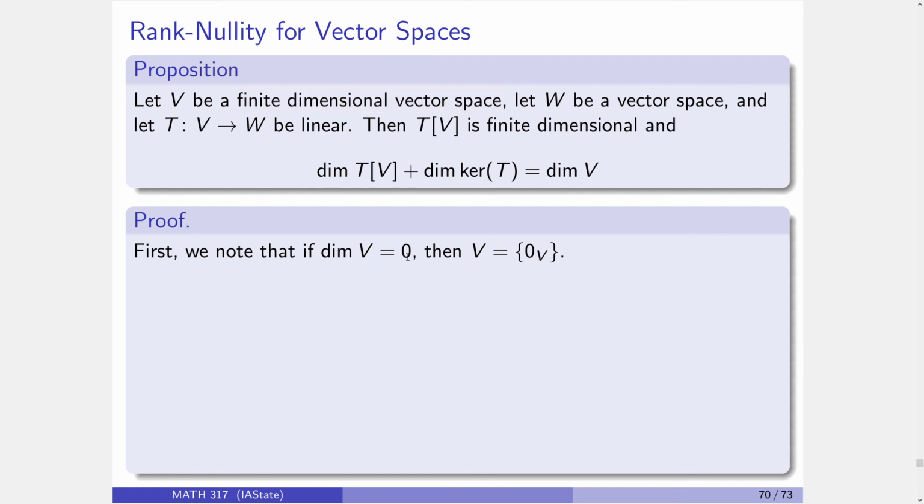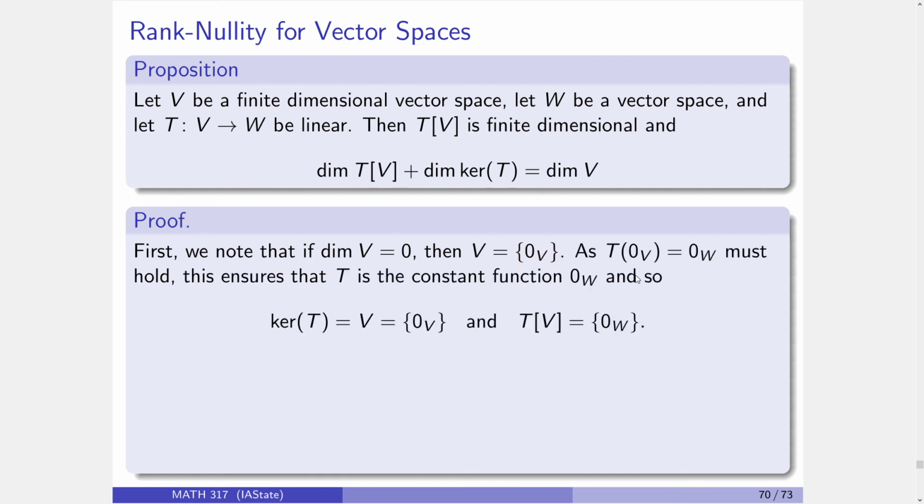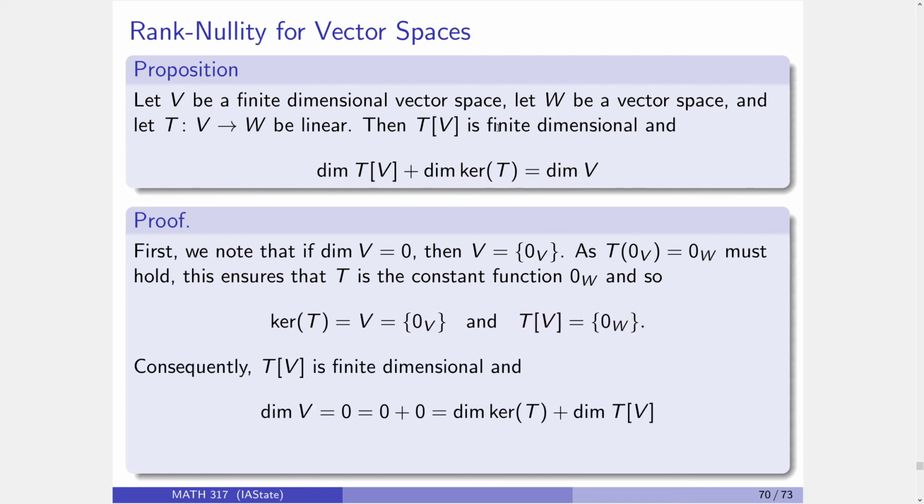So if the dimension of V is in fact 0, then V is the trivial vector space. Since T is linear, it's got to map 0V to 0W, so that means T is just the constant function from 0V to 0W. So its kernel is everything, because everything is mapped to 0, and its range is the trivial vector space. So hey, its range is finite dimensional because it's trivial. The dimension of the domain is 0. 0 is equal to 0 plus 0. The kernel and the range here are both 0-dimensional. So, boom, rank nullity holds if the domain is assumed 0-dimensional.